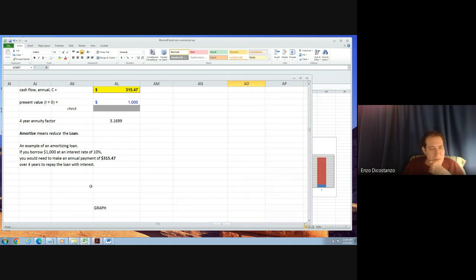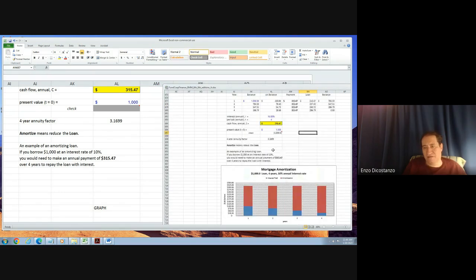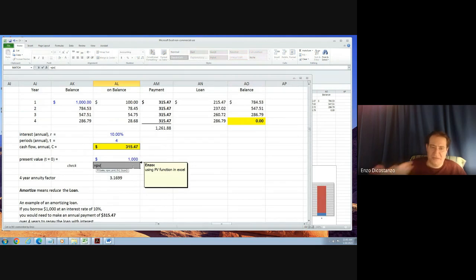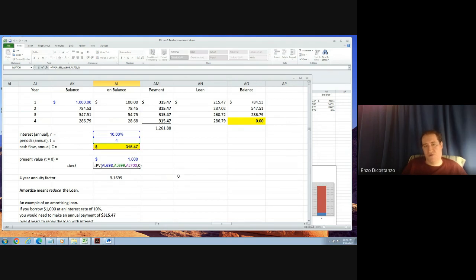Also, this check is simply equals present value. Obviously you want to get the $1,000 back. So this is the rate, periods, payments, get to 0. Excel does a little check for you on your numbers.